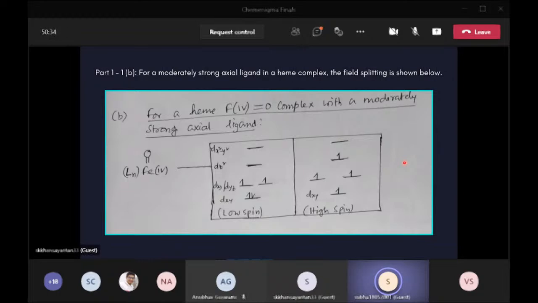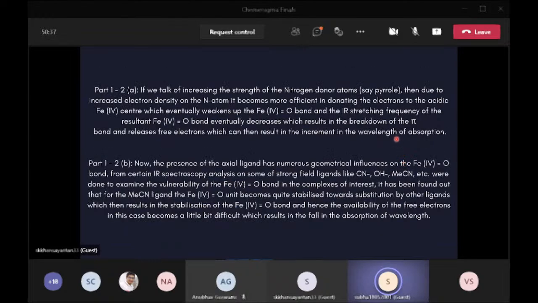And for the second question, it was asked what would happen to the absorption wavelength of the complex if we increase the strength of the nitrogen donor. If we increase the strength of the nitrogen donor atoms, we would have an increased electron density on the nitrogen atom, and it becomes quite efficient in donating electrons. We can consider the iron center to be an acidic center, so the nitrogen will donate electrons to the iron center, which would weaken the iron oxygen double bond.